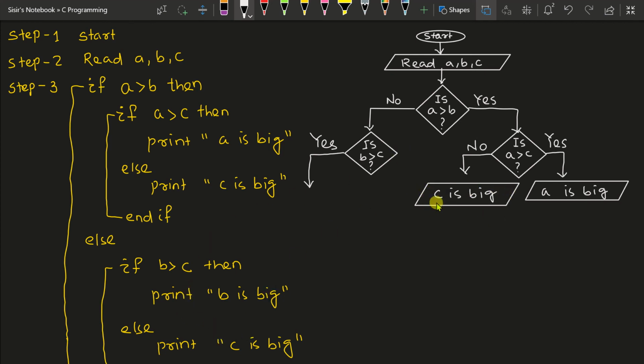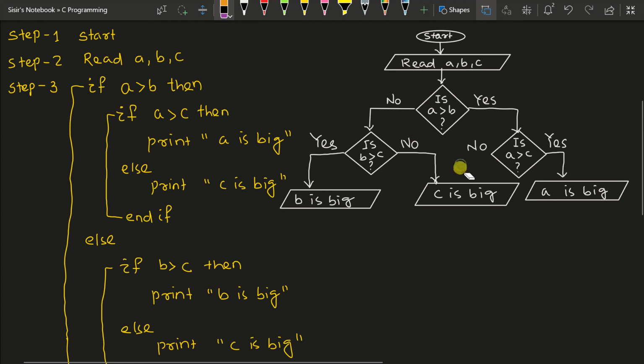And if it is no, C is big. So already I have written C is big. So from here only I will give the arrow mark to this. B greater than C, if it is no, then C is big. And if it is yes, then we have to draw a parallelogram and I will write B is big. I hope you understand the flowchart, because now it is slightly easier after writing the algorithm.